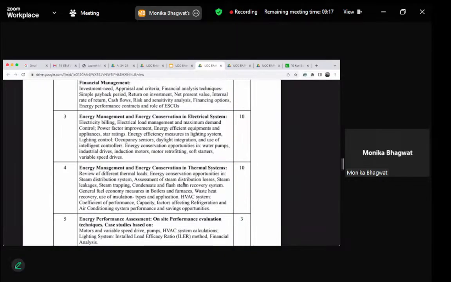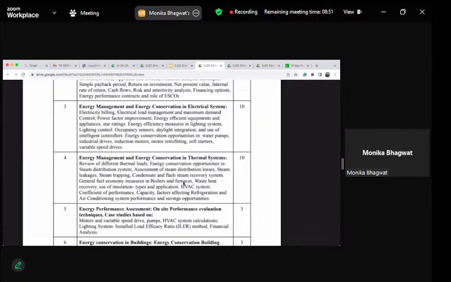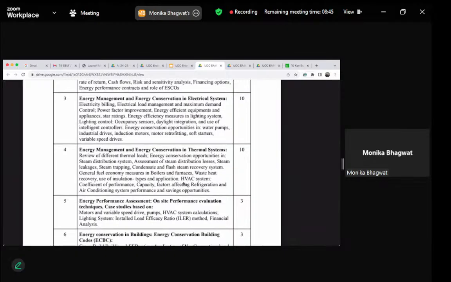In module 3, you will learn about energy management and energy conservation in electrical system. So in this module, we will be talking about electricity billing, load management, how to do the maximum demand control, then how to use the energy efficiency measures in lighting system, lighting control, and what are the energy conservation opportunities in water pumps, industrial drives, induction motors, and so on. That is in module 3.